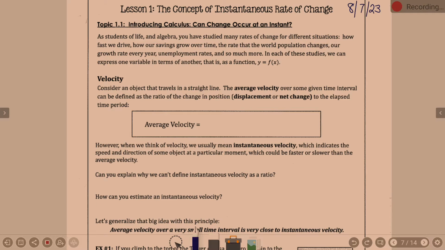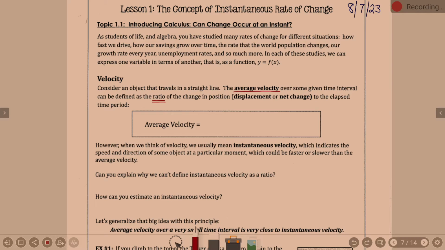Velocity is a big one in calc. Consider an object that travels in a straight line. The average velocity, and there's some different vocabulary words here, over some given time interval can be defined as the ratio of change in position to the elapsed time period. Notice right there, ratio, think fraction: change in position to the elapsed time period, also referred to as displacement or net change.